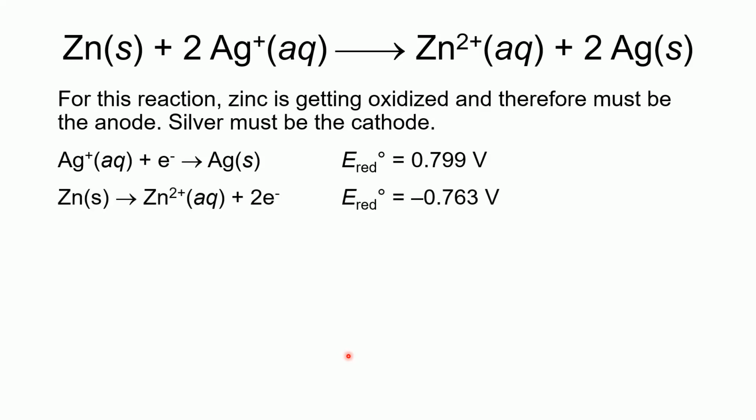Here, zinc was getting oxidized, so it's the anode. So zinc is getting oxidized to form zinc ion plus 2 electrons. Now, in order to calculate E cell standard, we'll do cathode minus the anode. So we're going to take this number and subtract that number. So 0.799 volts minus negative 0.763 volts. And that gives us 1.562 volts.